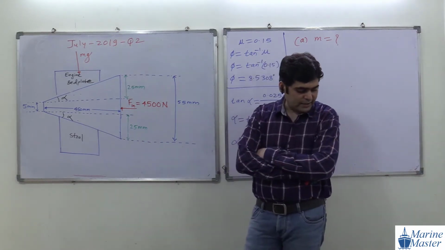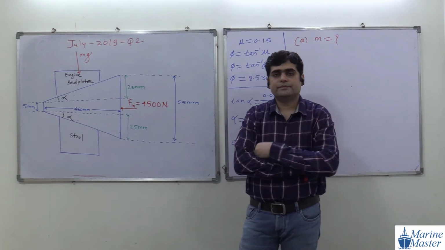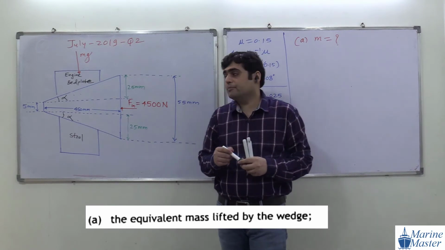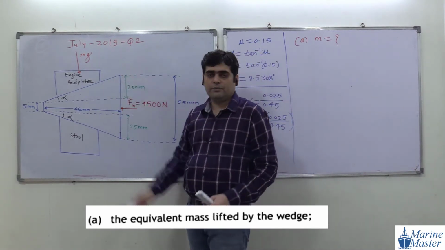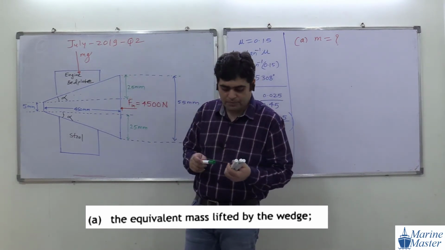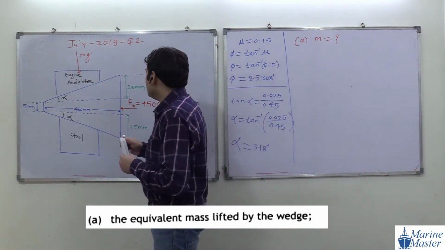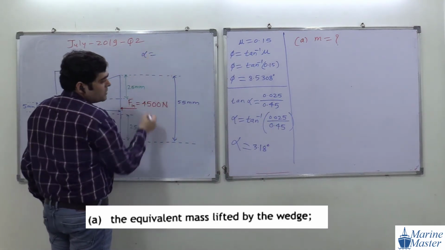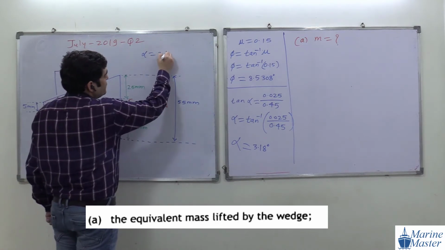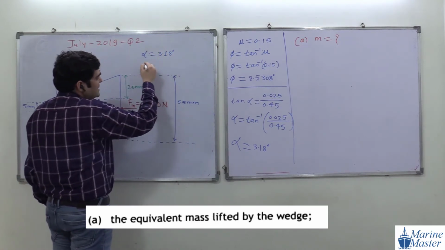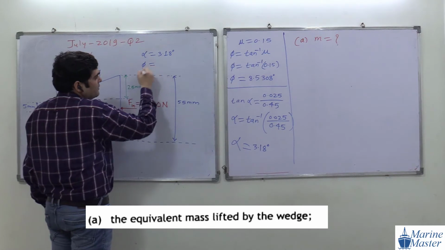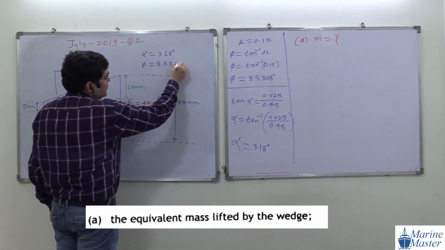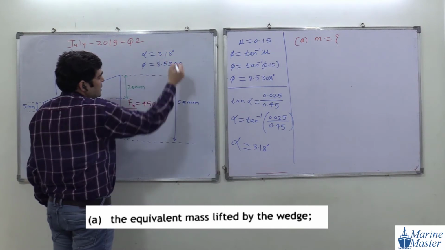Now, guys, what is our target here? What we have to find out? We have to find out mass m. So, how much alpha we calculated? For my reference, I am writing alpha here. How much alpha we have calculated? 3.18 degree. Don't write this one, guys, I am writing for my reference. And phi is how much calculated? 8.5308. Guys, see the scenario here.